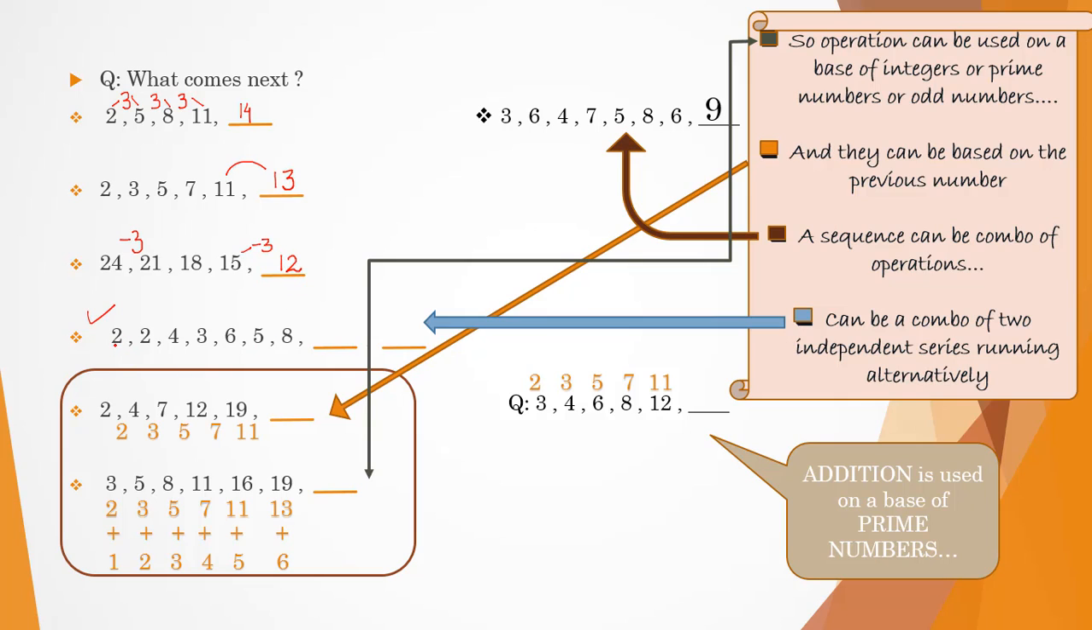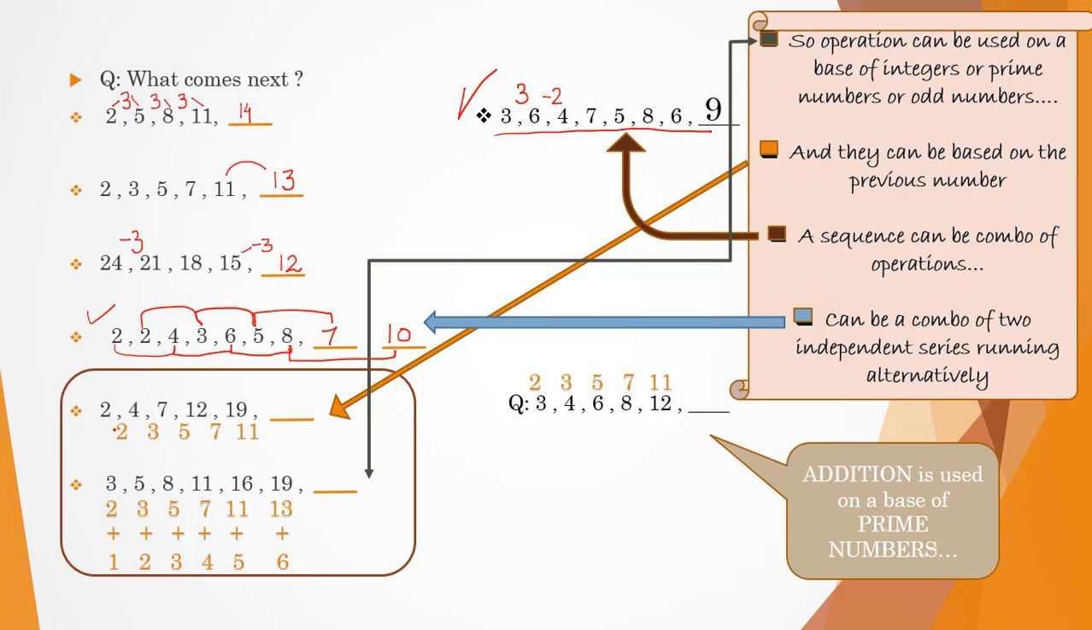This series is a little trickier. Here two different series run alternately. A series of even numbers and prime numbers alternate with each other. So after 5 we have 7 and after 8 we have 10. This series is a combo series of addition and subtraction. 3 is being added and then 2 is being subtracted alternately to get this series.